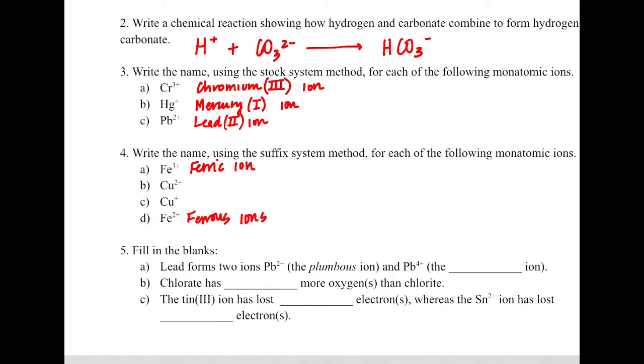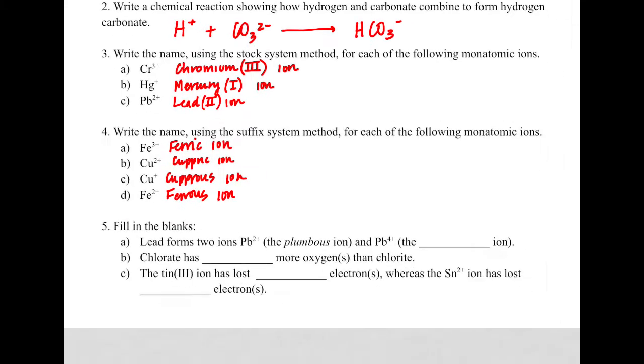I don't know why I wrote ions down here, but anyway. Then we have the cuprous, because it has the lower charge ion, and we have the cupric ion because it has the higher charge. All right, fill in the blanks.